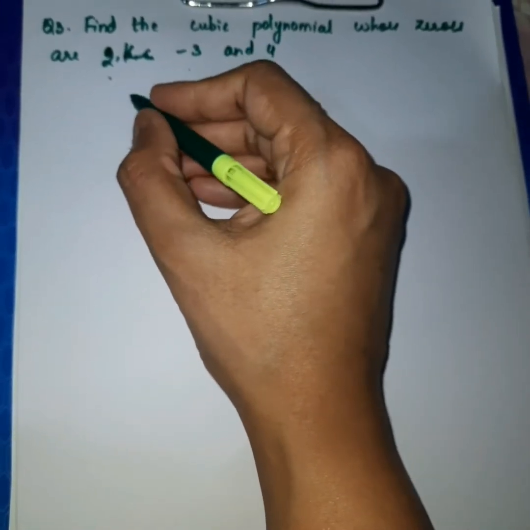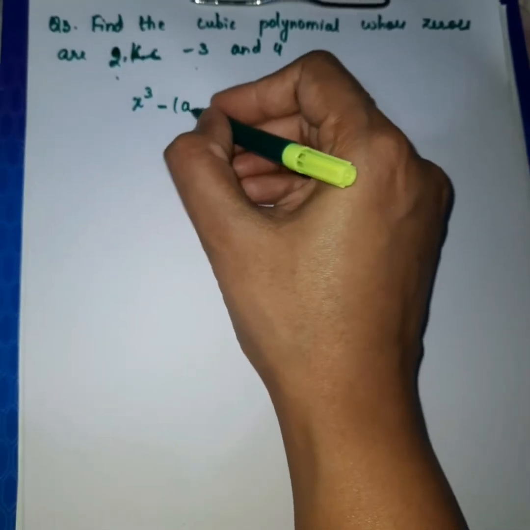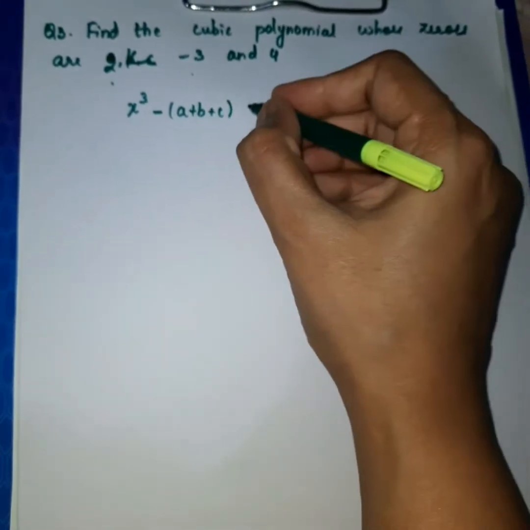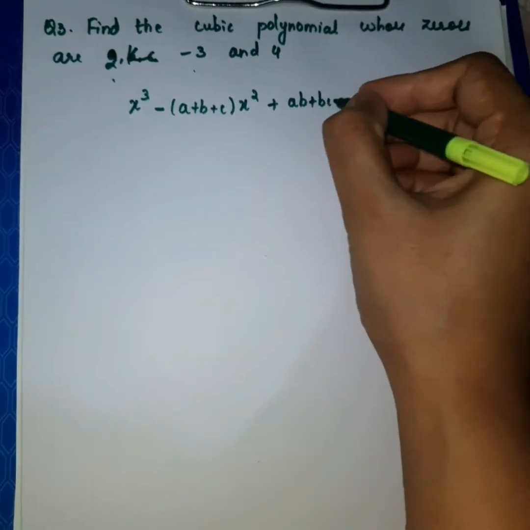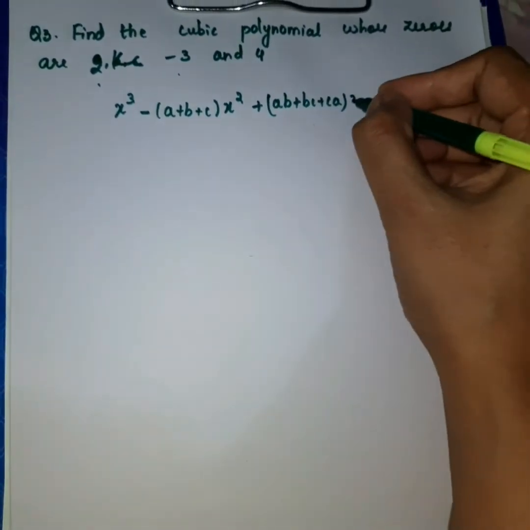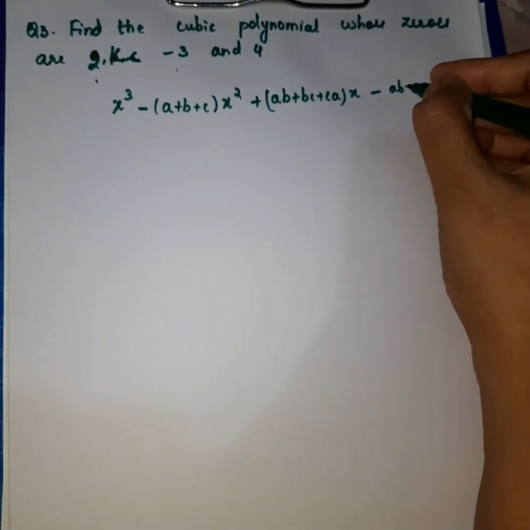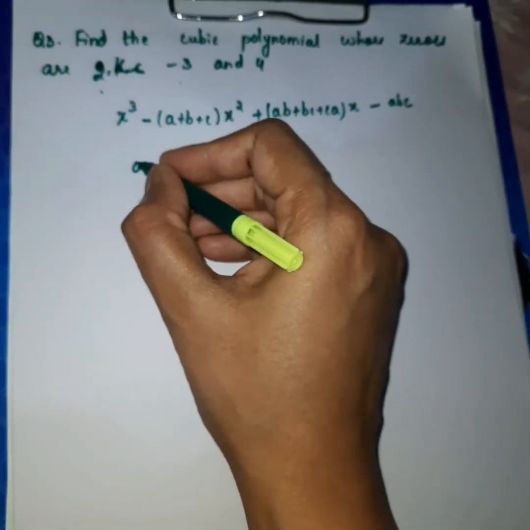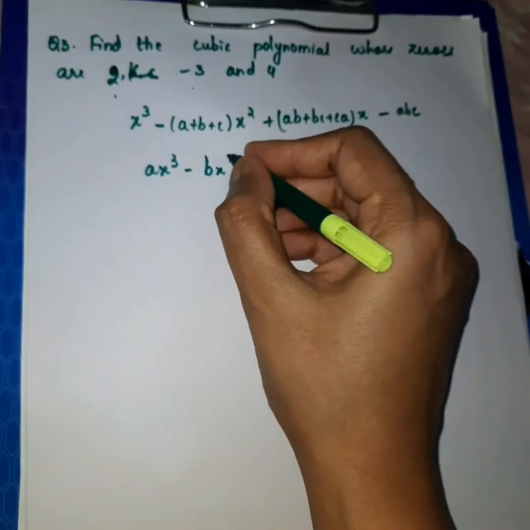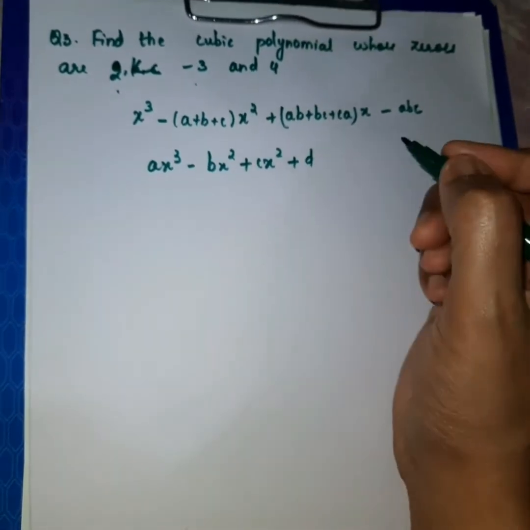So the actual cubic polynomial is mapped in such a way: x cube minus the sum of zeros, that is a plus b plus c, and the sum of ab plus bc plus ca is the coefficient of x, minus abc, that's the product of zeros. So with this we can compare to the given polynomial ax cube minus bx squared plus cx plus d.